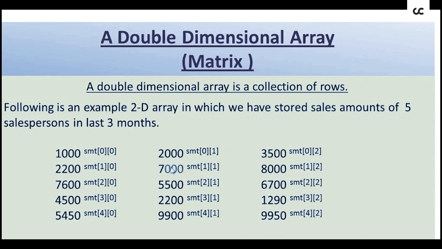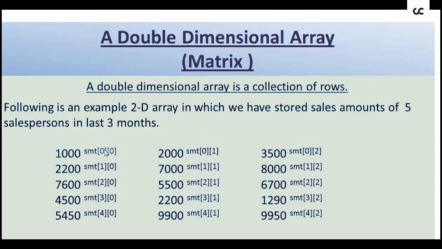Let me have another example. Following is an example of a 2D array in which we have stored sales amounts of 5 salespersons in the last 3 months. It's not a different example, it is the same example, but the only thing I want to tell you in this second slide is how the elements will be represented. Suppose the name of this 2D array is SMT, for sales amount. The name could be anything.